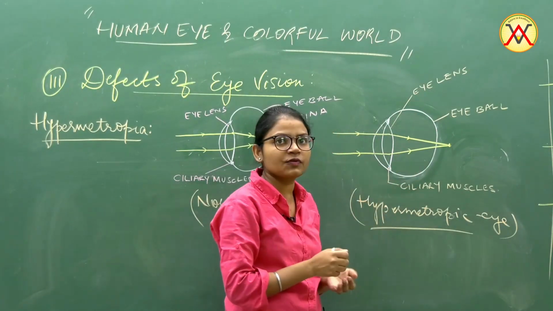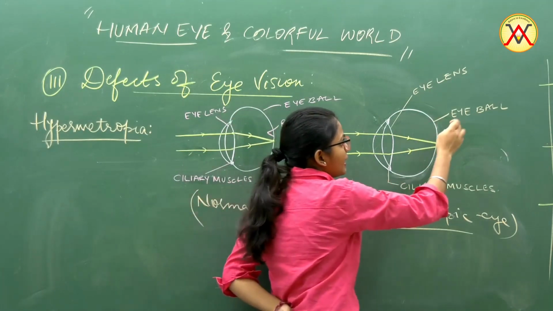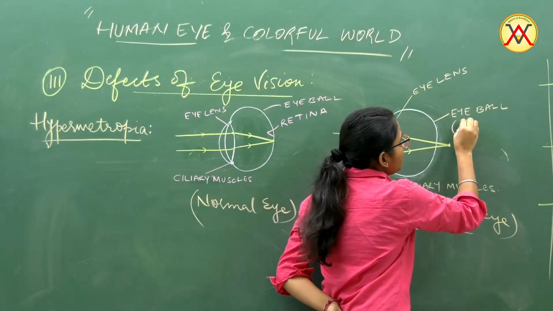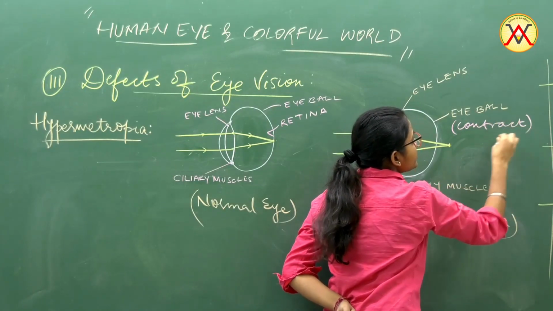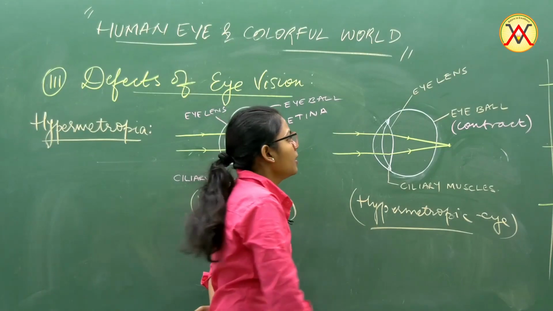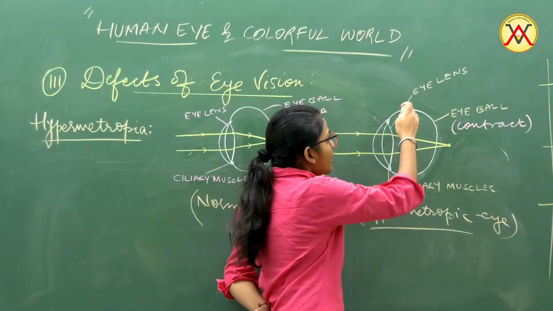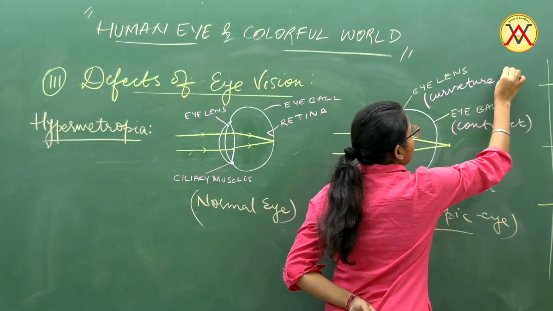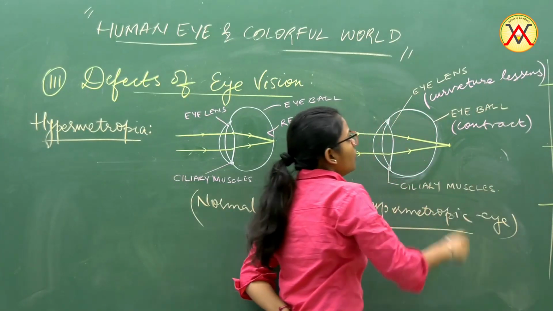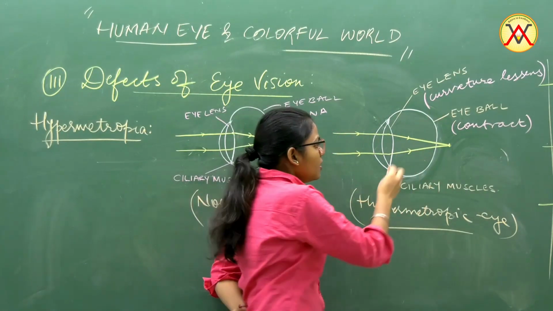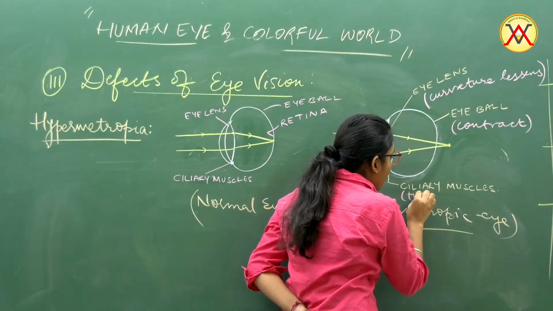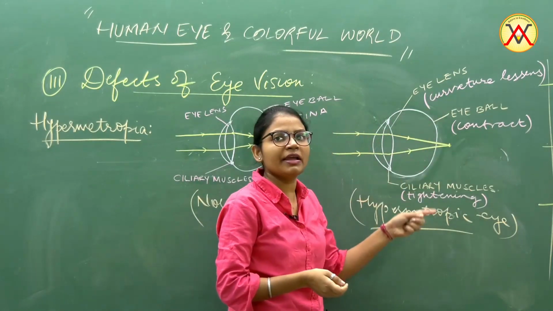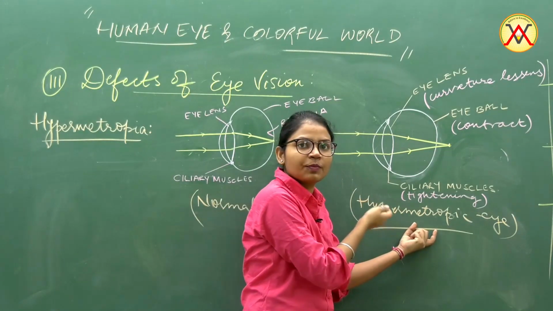Now, there are three reasons for that. Those three reasons are connected with these three parts. First reason could be that the eyeball is contracted, or the person has a shortening of the eyeball. Next one, the eye lens: it could happen that the curvature of the eye lens has lessened. Now, how does the curvature lessen? It could happen due to the tightening of your ciliary muscles. These are the three main causes for a person to have a hypermetropia kind of defect.